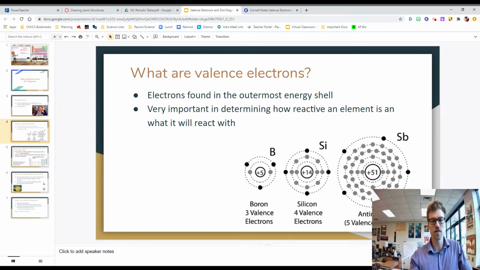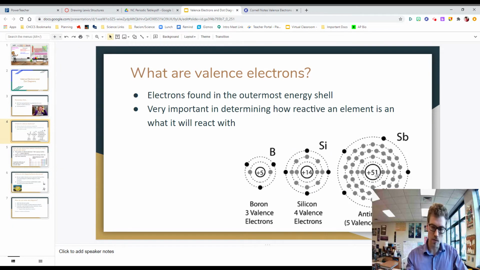Well, these are electrons that are found in the outermost energy shell. Okay, so we're only talking about the ones that are in the outer energy shell here. So if we're taking a look at boron, right, we're ignoring the 2 electrons that are in the first energy level and just looking at the 3 that are in the outer energy level. Therefore, we would say that it has 3 valence electrons. For silicon, we're going to be ignoring the 10 electrons in the first and second energy levels and just looking at the 4 that are in the outermost level. So therefore, we would say that it has 4 valence electrons.